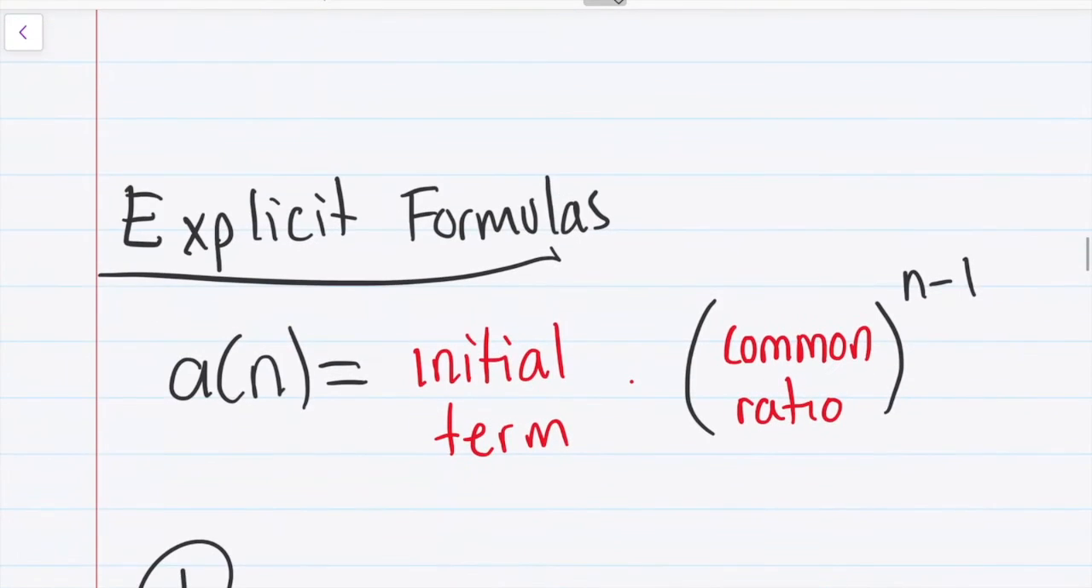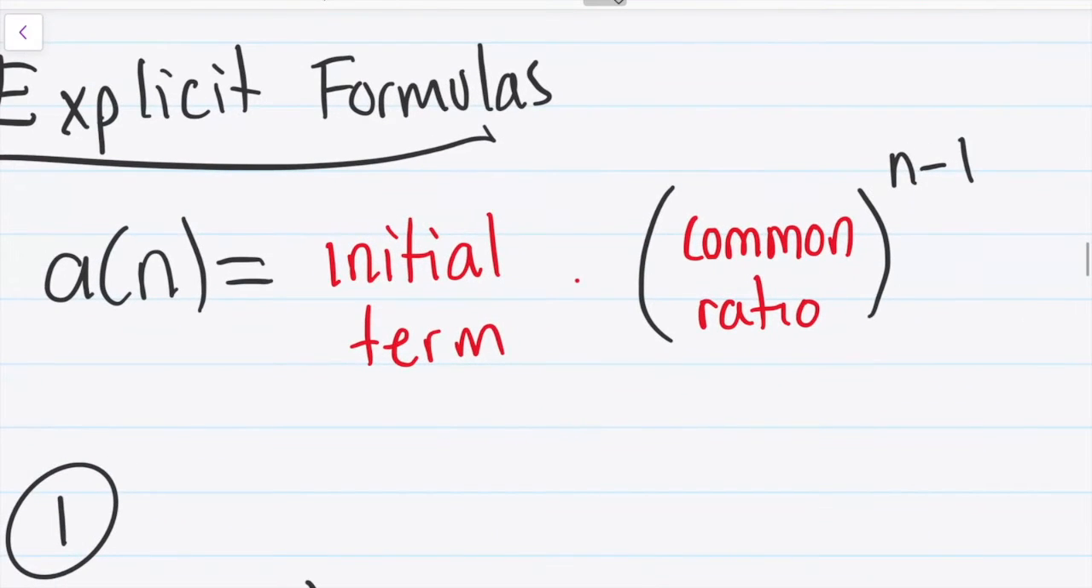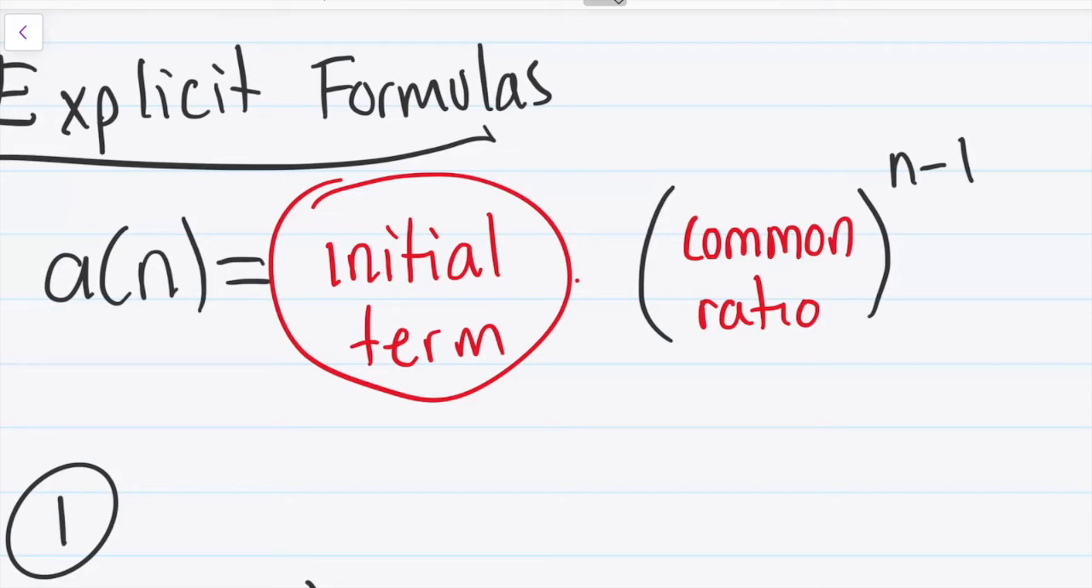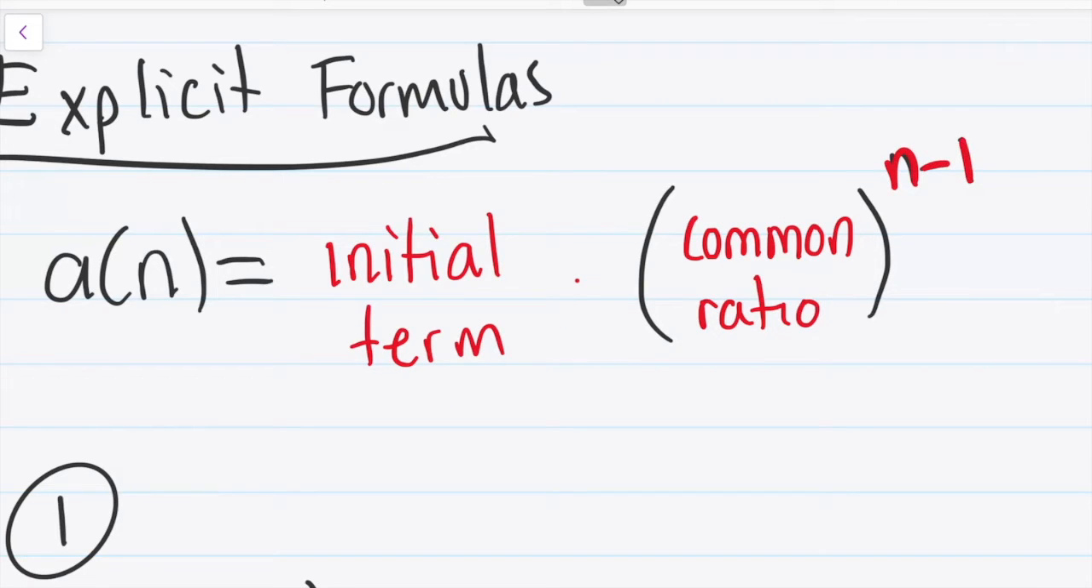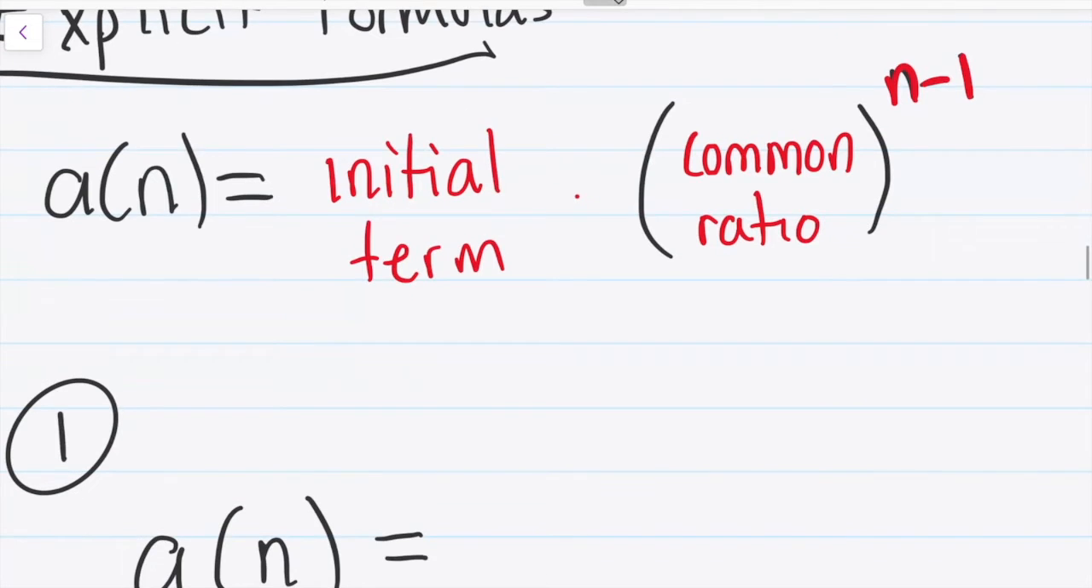Now, what about explicit? Explicit is, again, like in arithmetic, a little different. Here is the formula. It's, again, initial term, common ratio, but now you have an exponent on top. And that makes things a little more challenging. Let me tell you why.